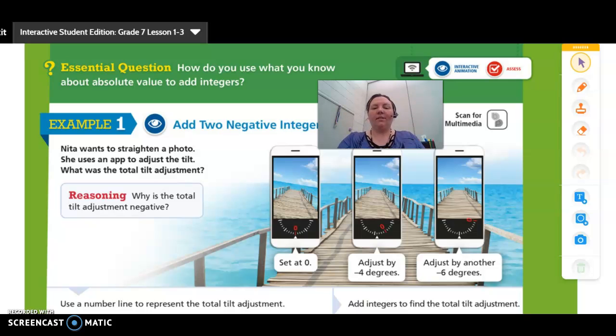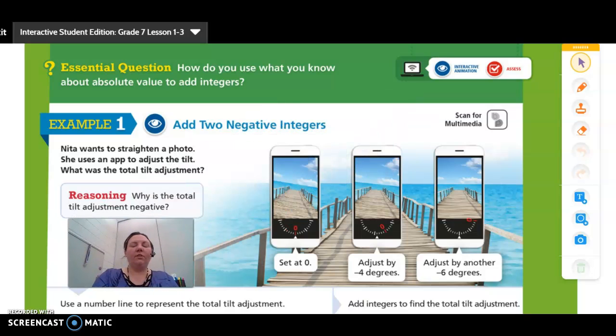For those of you who are tech savvy and like taking pictures, maybe you're looking forward to taking a photography class in art, you might use this concept of negatives when you're looking at tilting or adjusting scale in photography.